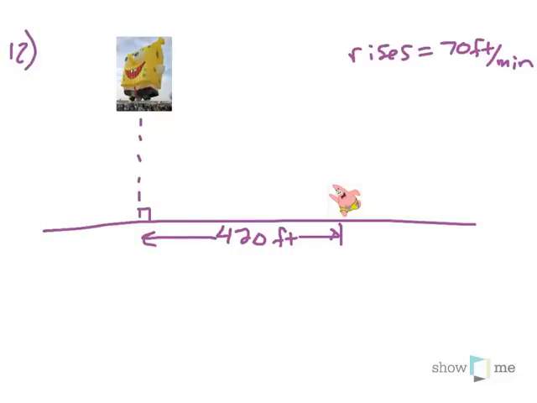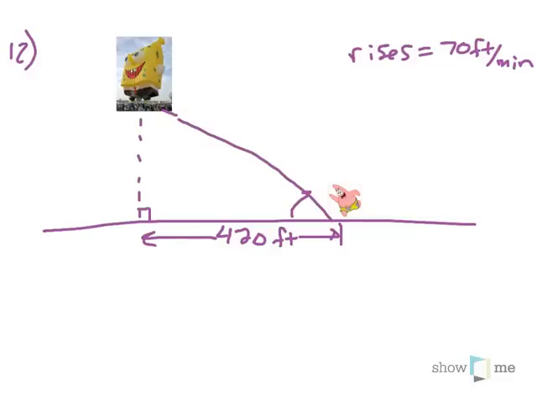A. Write an expression for the altitude of the balloon in terms of time, t minutes, in the angle of elevation, theta. Angle of elevation starts at a horizontal and elevates. Relative to Patrick, we have this angle of elevation, and it says that's theta.